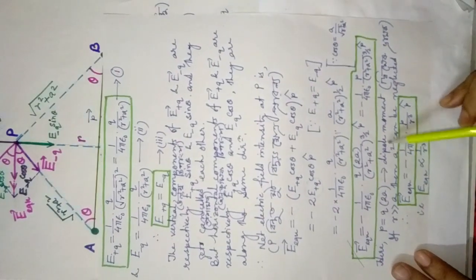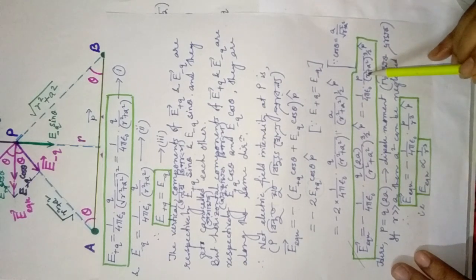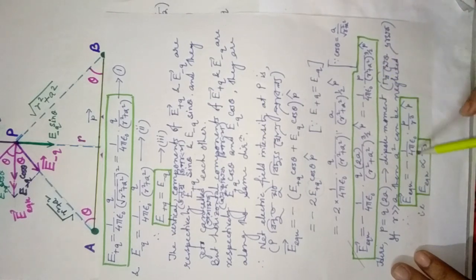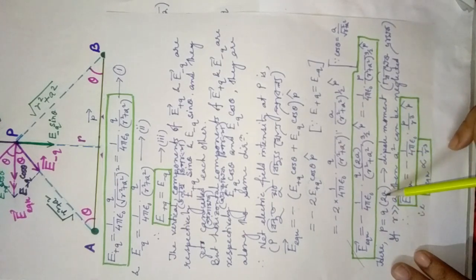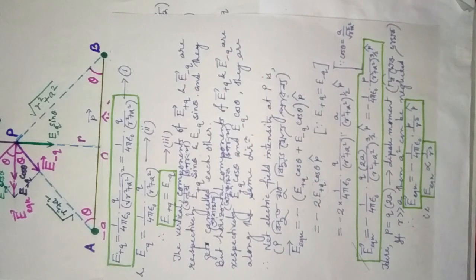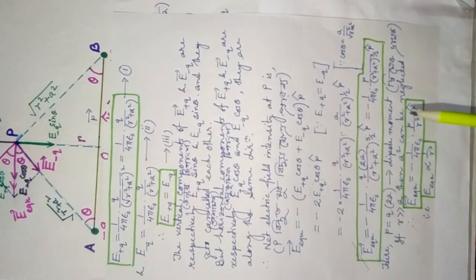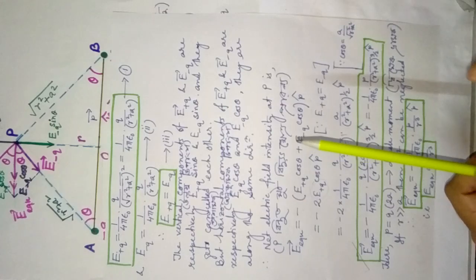Then this a² term can be neglected, that means a² will be 0. Then (r²)^(3/2), r² to the power 3 by 2 becomes r³. Since P is constant, already I have mentioned q and twice a are constant, and 1 by 4πε₀ is constant, you can write EQ is proportional to 1 by r³. This is the formula for the net electric field intensity of a dipole. And later on I will discuss some short questions related to this topic.